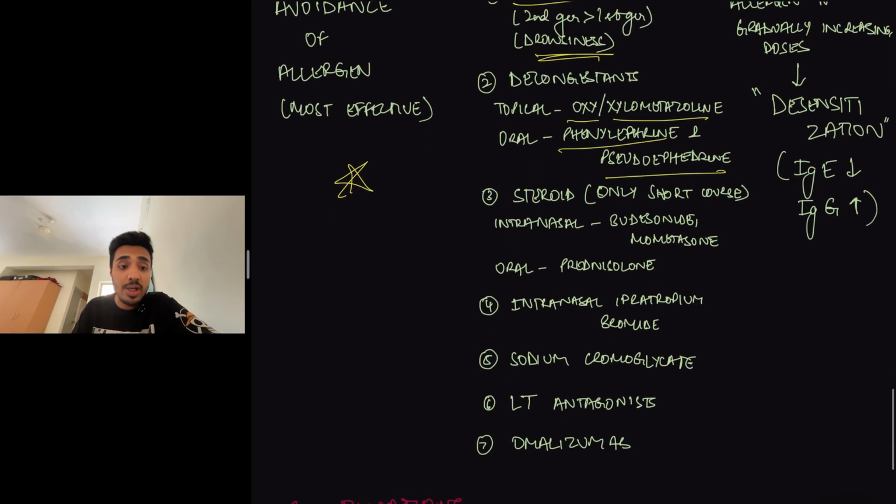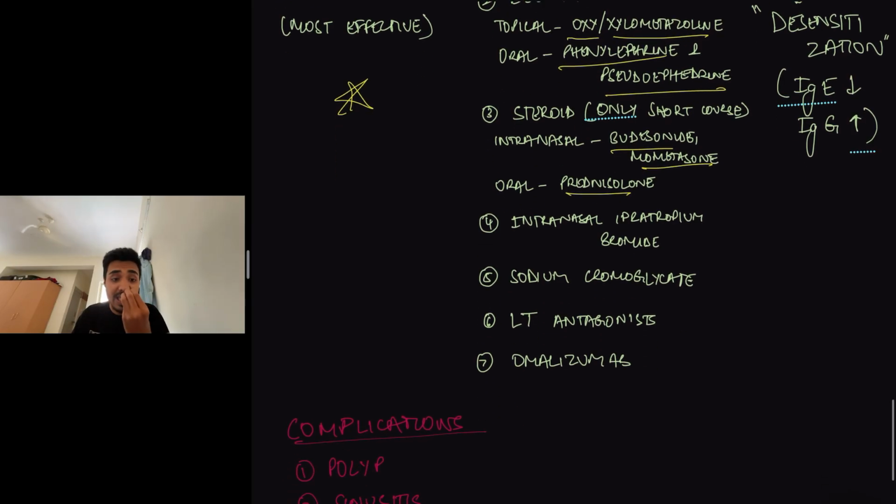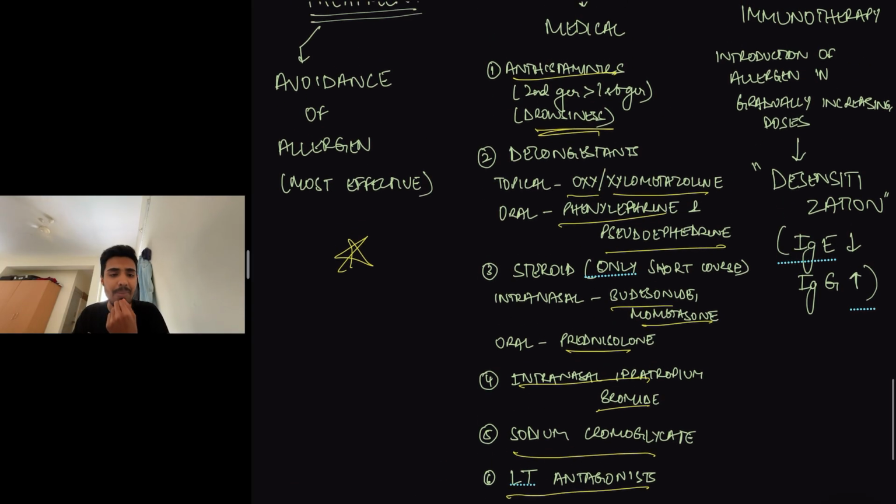Then steroids also. Steroids only for a short duration, not long course because of side effects. So you can give intranasal steroids like mometasone, budesonide, oral steroids like prednisolone. Then you can give intranasal ipratropium bromide, mast cell stabilizers like sodium cromoglycate, ketotifen, leukotriene antagonists like montelukast, zafirlukast, omalizumab, which is an anti-IgE monoclonal antibody. So that is some medical treatment.